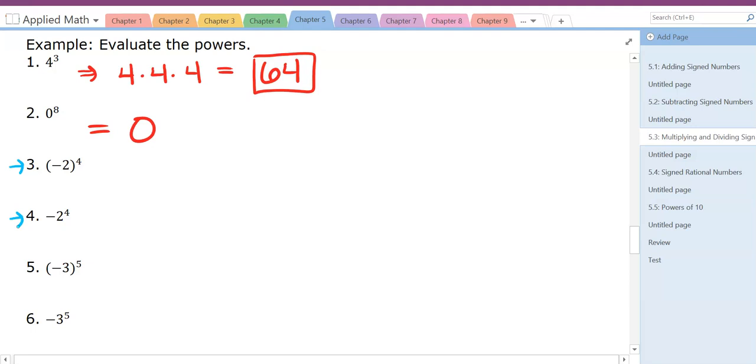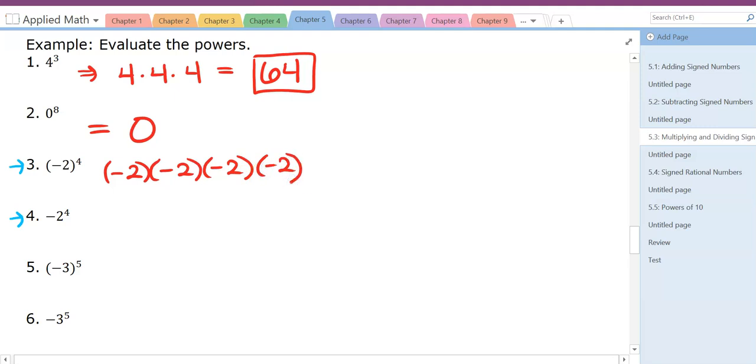I always emphasize, if you're plugging it into your calculator, you have to put parentheses around your negative numbers. Because if you don't, your calculator doesn't understand order of operations, and it assumes that if you just type the negative in, the negative is sitting in front of the number all the time. So if I put parentheses around negative 2, this is like taking negative 2 times negative 2, 4 times.